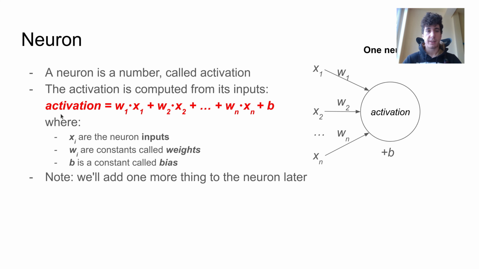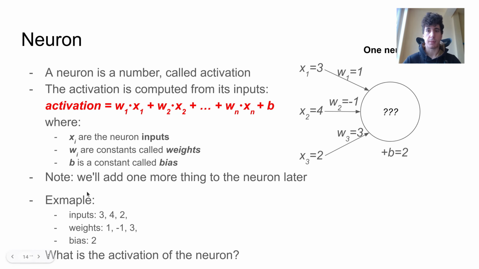And what is important is that this activation is just each input multiplied by its weight, and we make a sum out of them. So it's weight 1 times input 1, weight 2 times input 2, weight n times input n, all added up, and finally we add the bias. Later on, with the more complex neural network, we will add something more, but for now this is enough.